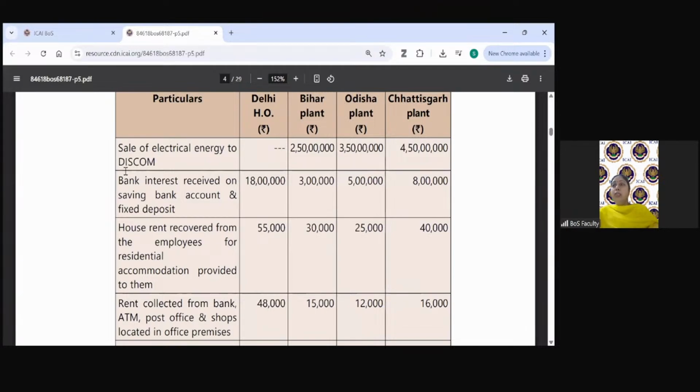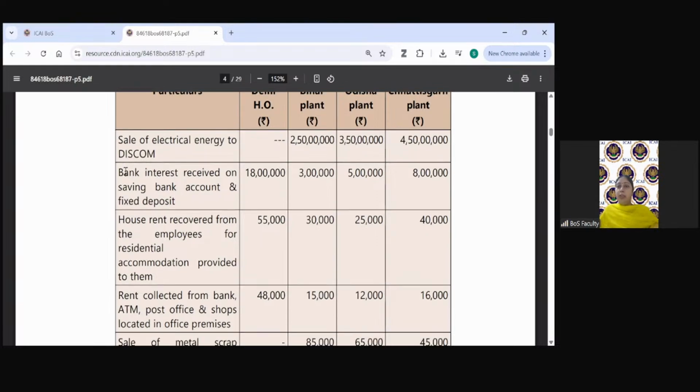And the amount is 55,000 for HO, 30,000, 25,000 and 40,000 for branches. Next transaction is rent collected from bank, ATM, post office and shops located in office premises. Again, amount has been given for HO and the plants.